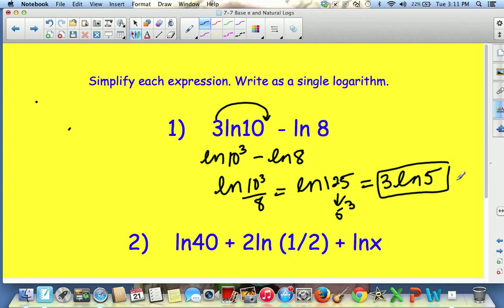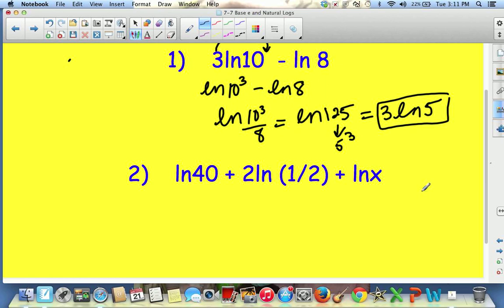So then we can simplify it down even farther. Alrighty. If you can't write it as a power, then just leave it as is. Let's look at this next one.